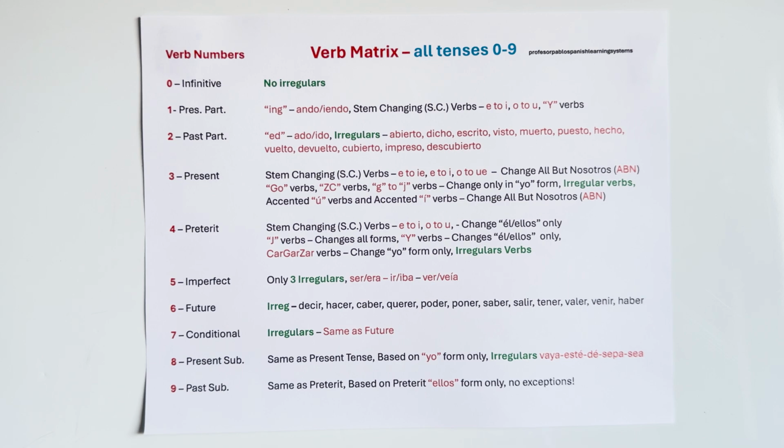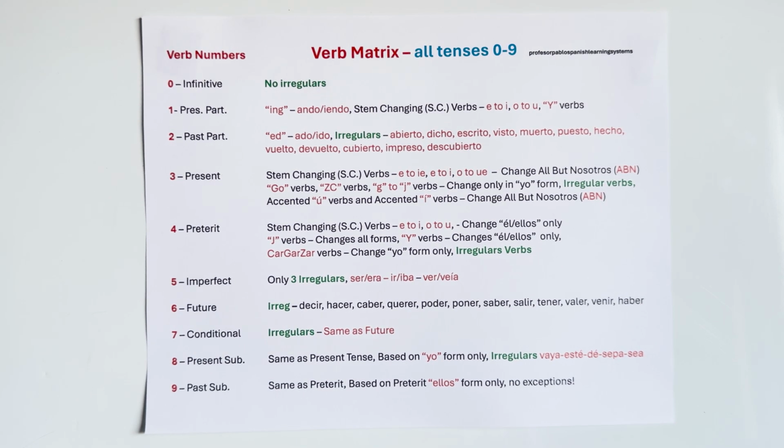Abierto means opened. Dicho means said. Escrito, written. Visto, seen. Muerto, died. Puesto, put. Hecho, done or made. Vuelto is returned, like a person from point A to point B. Devuelto is returned, like returned an object. You returned an object, right? I have returned it. Lo he devuelto. Cubierto is covered. Impreso is printed. And descubierto is discovered. There are other past participles, but these are the common ones.